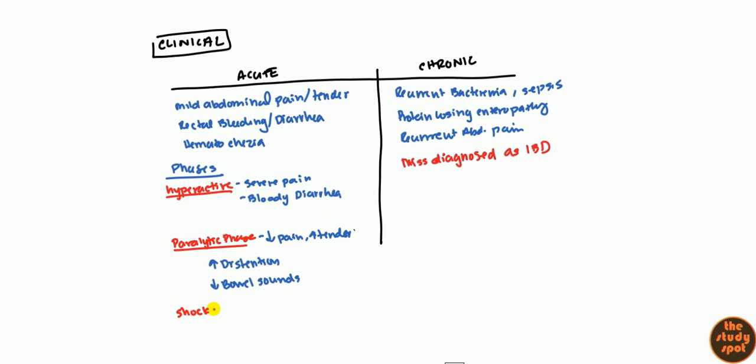And then finally, you're going to get the shock phase, which is a phase you definitely don't want to be in. That's when they get sudden loss of fluids, and they pretty much go into shock, and this generally means that there's gangrenous mucosa following.